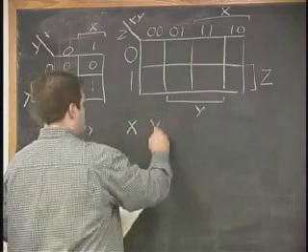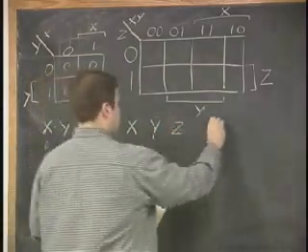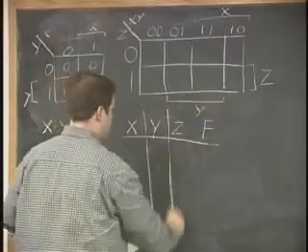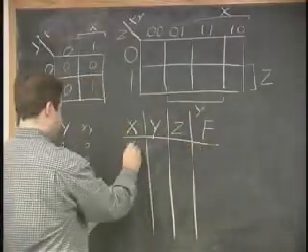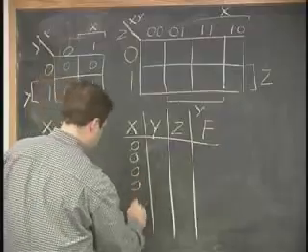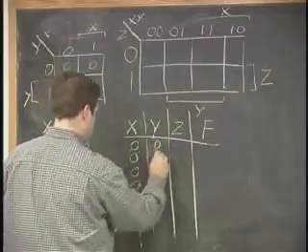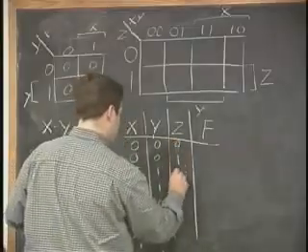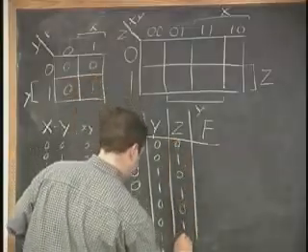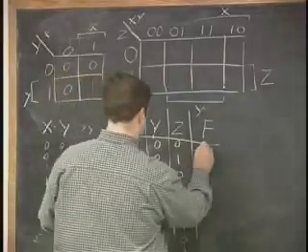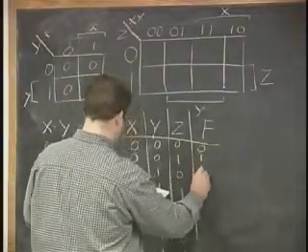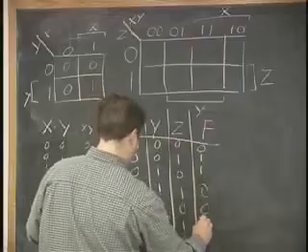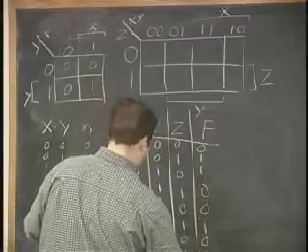So we're going to define just an arbitrary function. Then we're going to do 0, 1, 1, 0, 0, 1, 0, 1. Okay?